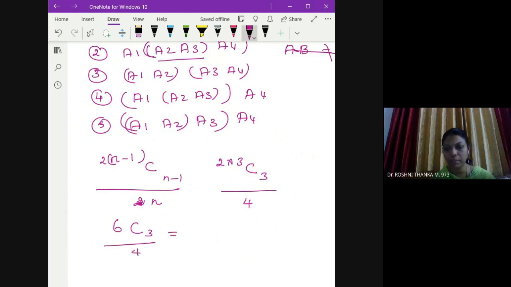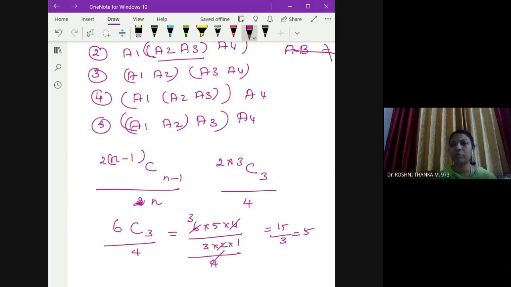So when I solve it, how will I get? 6 into 5 into 4, so 3 factorial, divided by 3 into 2 into 1, divided by 4. This is how we'll be expanding this combination. So this 4 and this 4 will be cancelled, and here 2 3s are 6. So 3 into 5 is equal to 15 divided by 3, and the answer is 5. 5 3s are 15, so answer is 5. So whenever I have 4 matrices, the number of possible parenthesizations I'll be getting is 5.